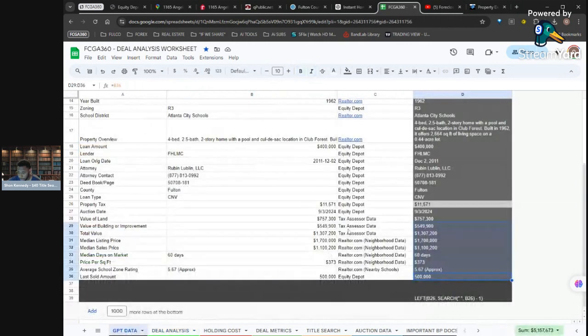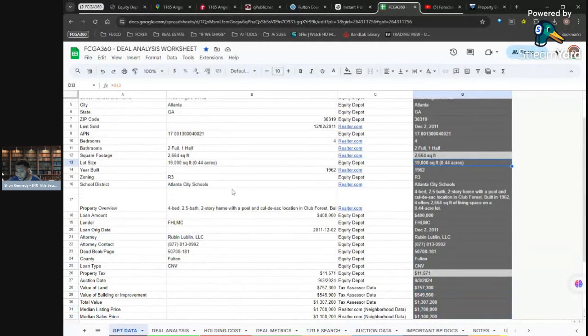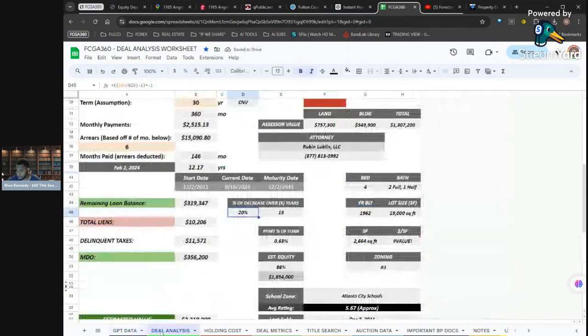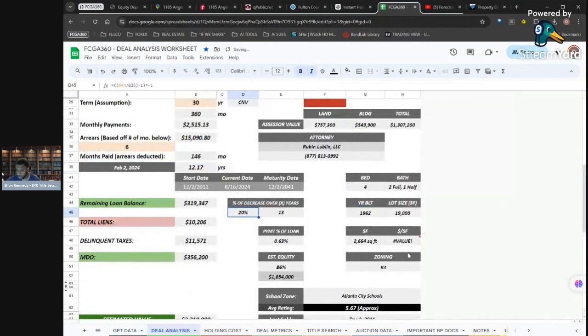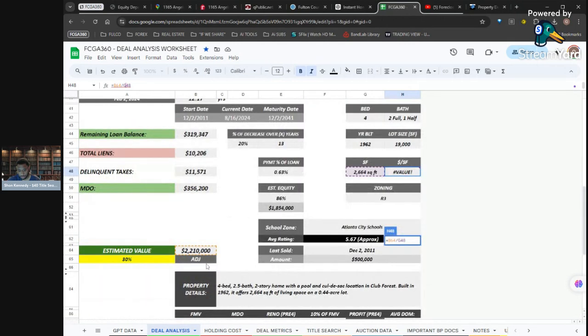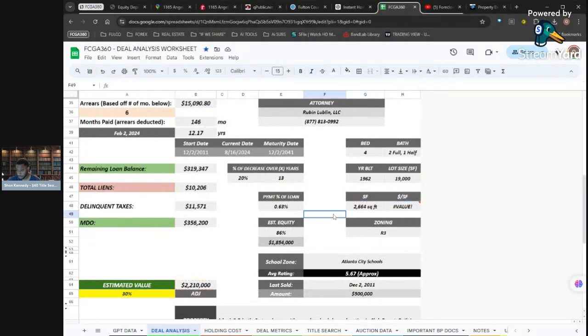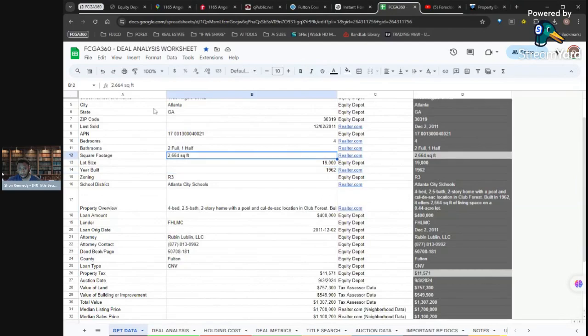For lot size, I want to kind of fix that up. I appreciate them putting both. But I actually need to take out the letters so that way my dollar per square foot should calculate. What is it? B64. Okay, here we go. I see what's going on right here. Bam.